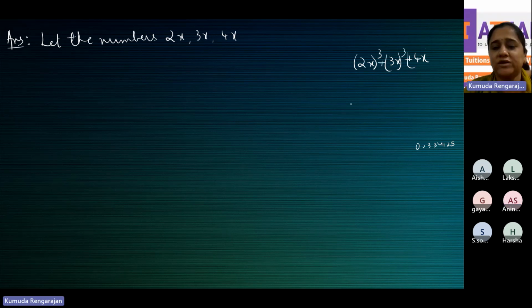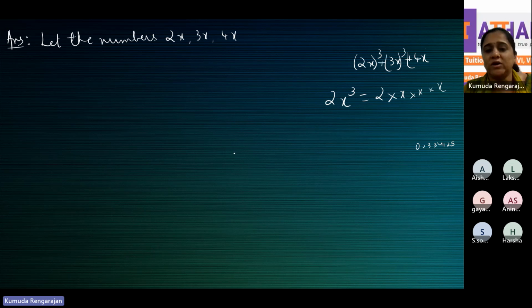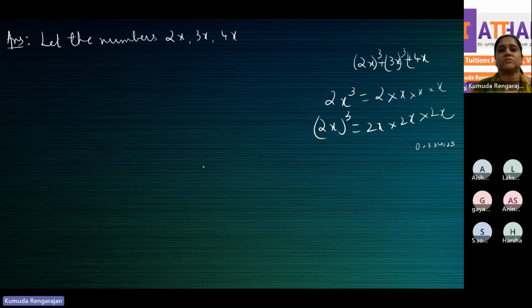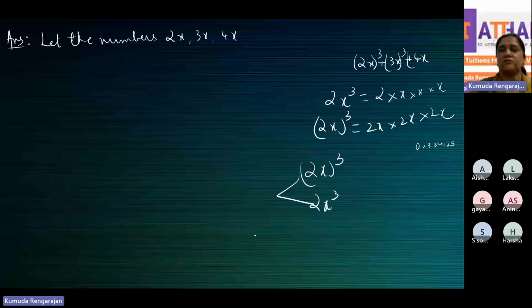Okay, so I'll tell you the difference between 2x cube and 2x the whole cube. This is 2x cubed, which is nothing but 2 into x into x into x. But we are talking about 2x the whole cubed, which is 2x into 2x into 2x. The cube of 2x is 2x the whole cube and not 2x cube. They're different.